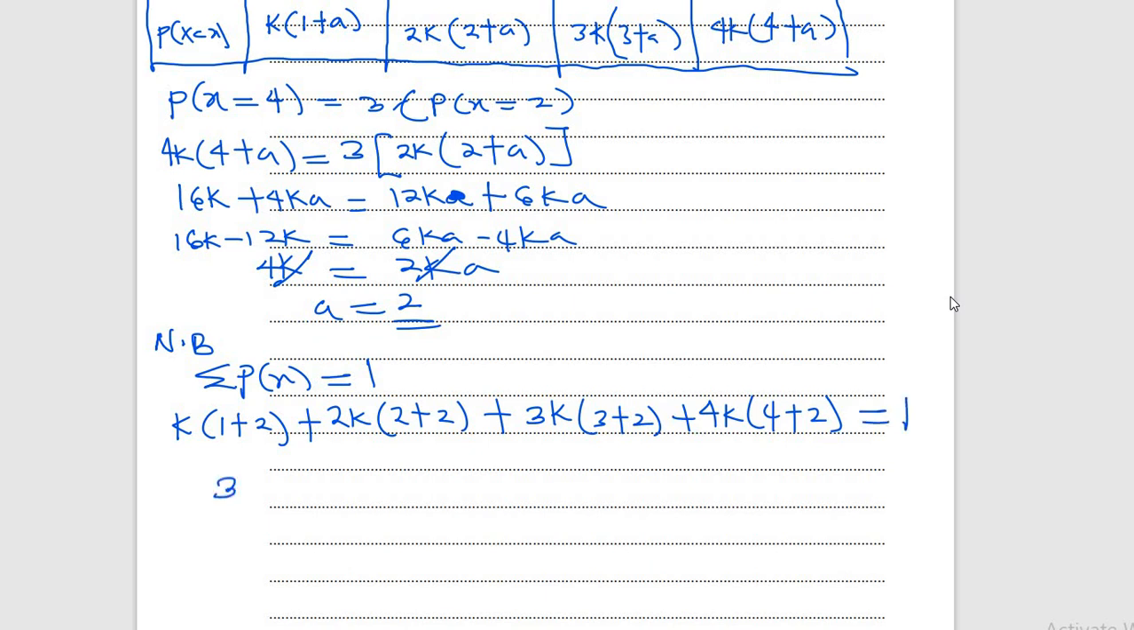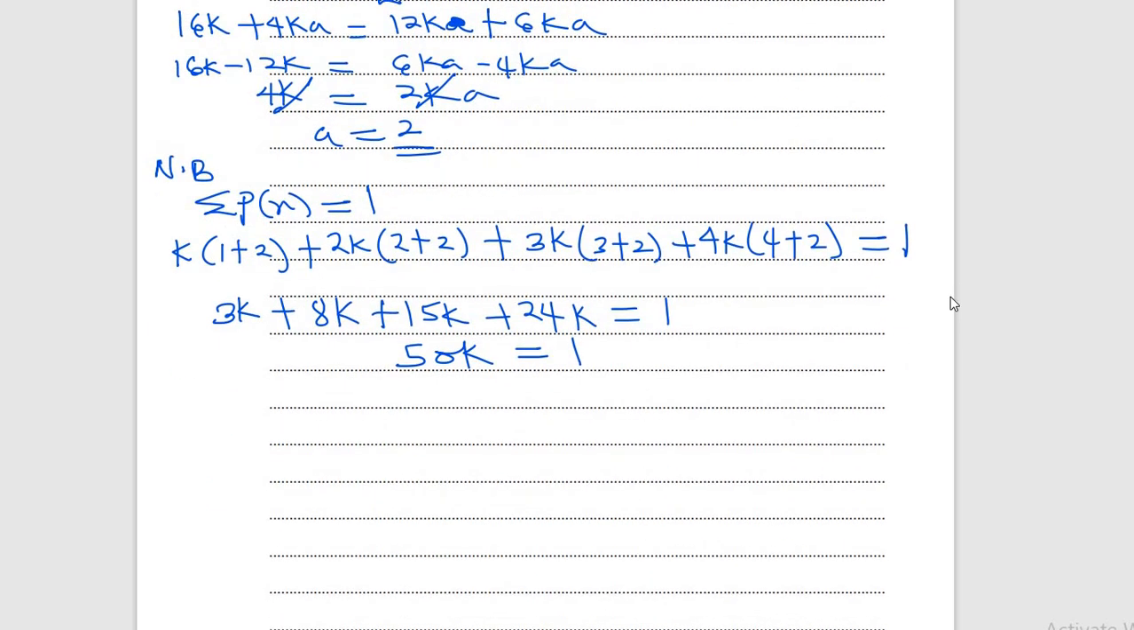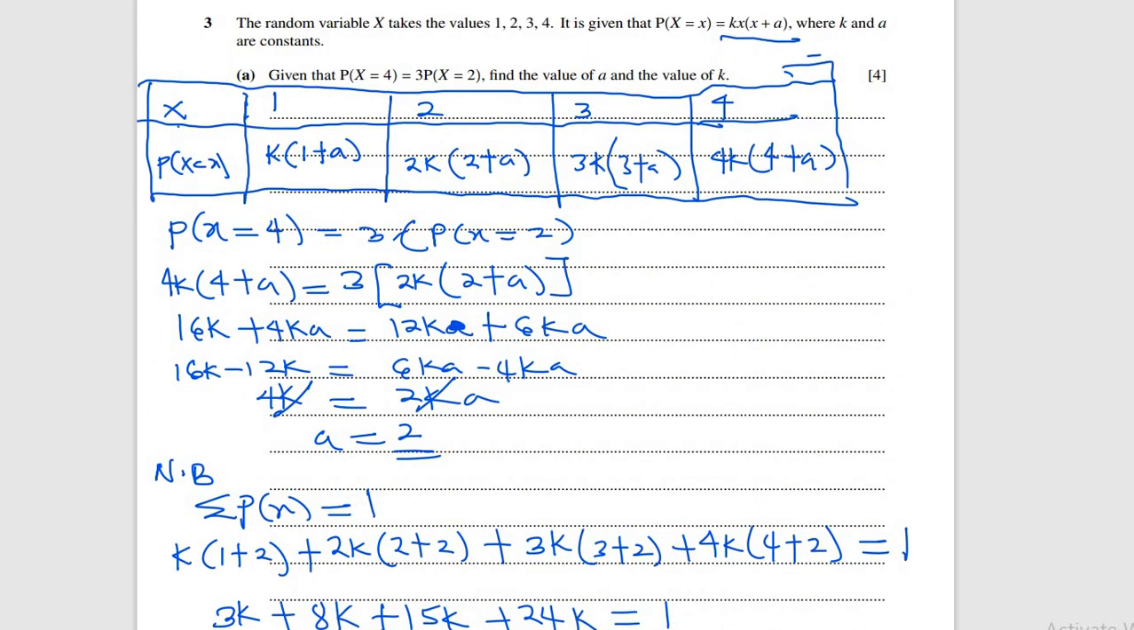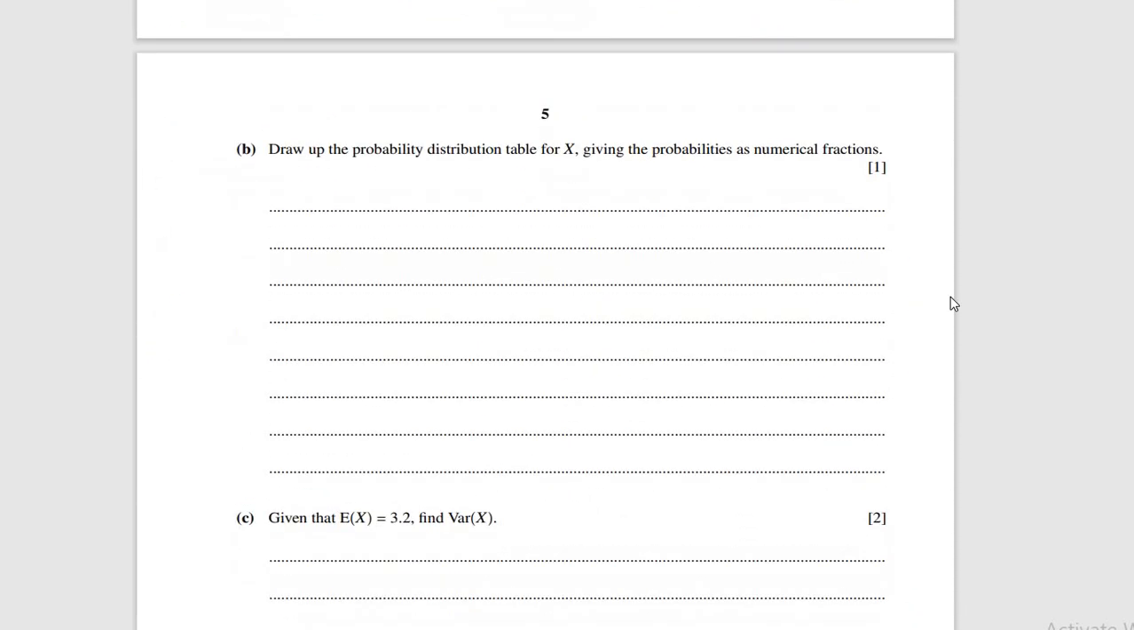So here we have 3k, 8k, 15k, 24k equal to 1. When you add them together, you're going to have 50k equal to 1. So the value of k is 1 over 50. So the question asks us to look for a and k. a is 2, k is 1 over 50. That's it. The next question.